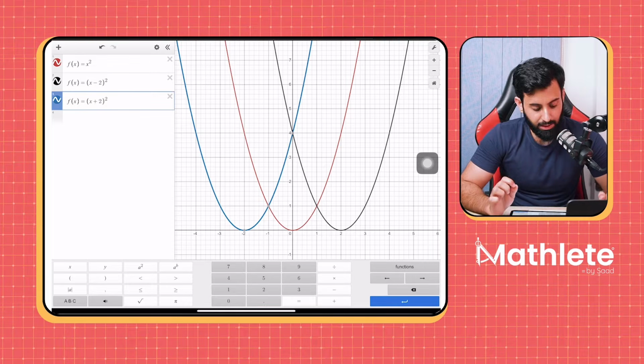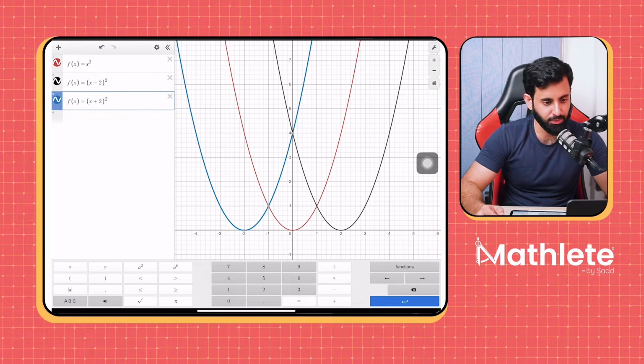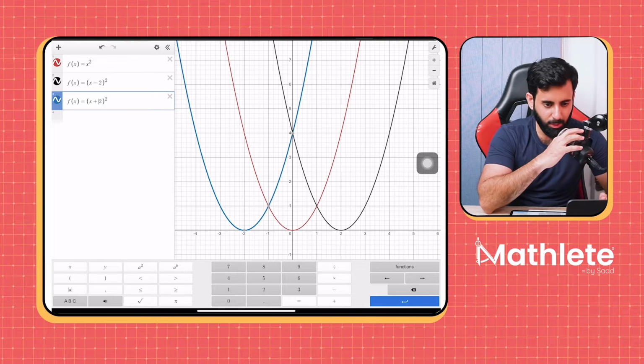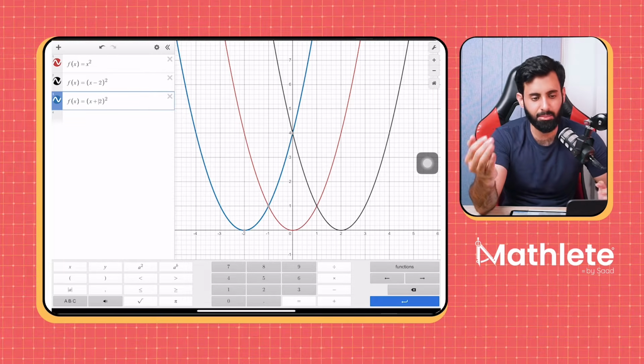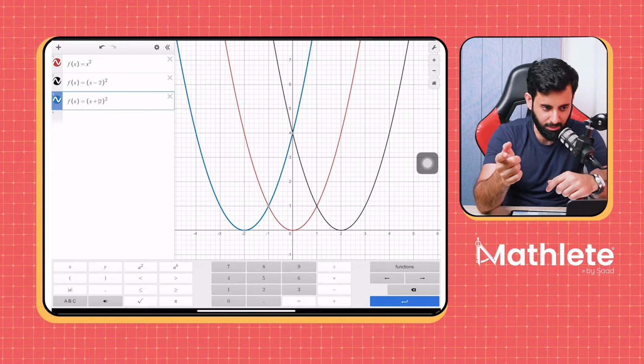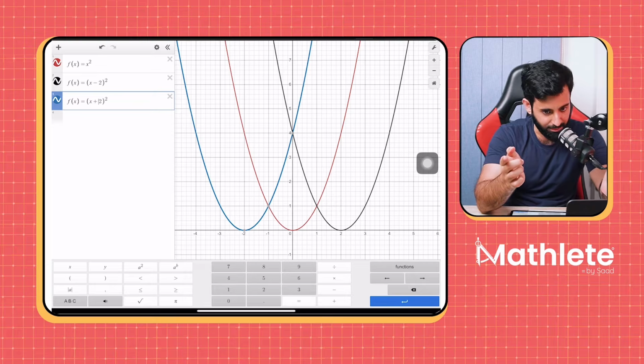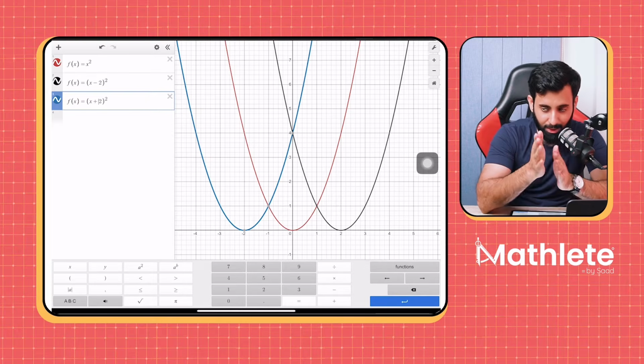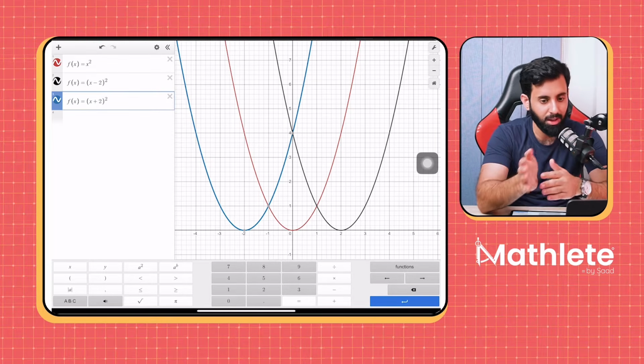So now that I've added 2, the graph has moved towards the left. Okay, so this is the tricky part. With y, it's straightforward. When you add, it moves up. When you subtract, it moves down. With horizontal translation, it's the other way around. Now, when you add something, it moves to the left. Okay? And when you subtract something, it moves towards the right.